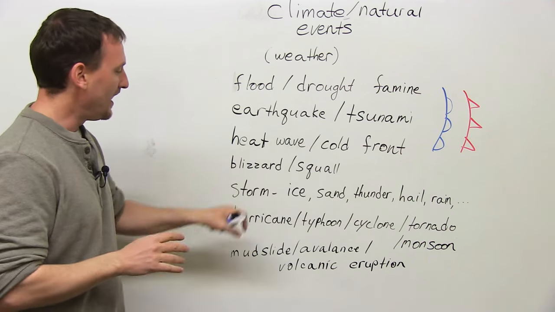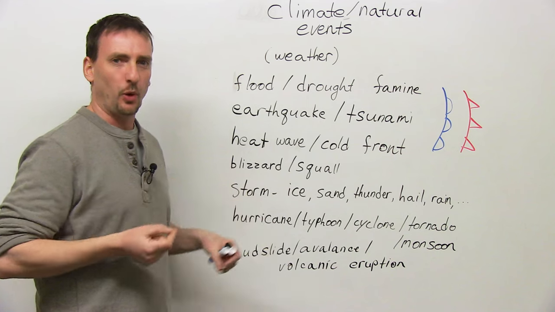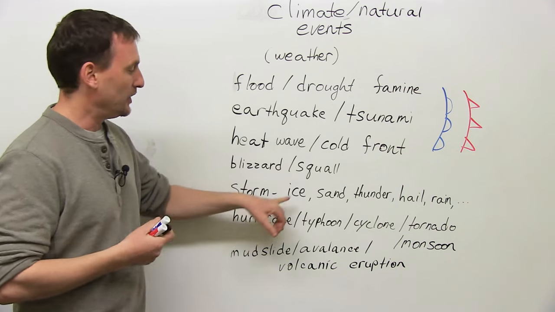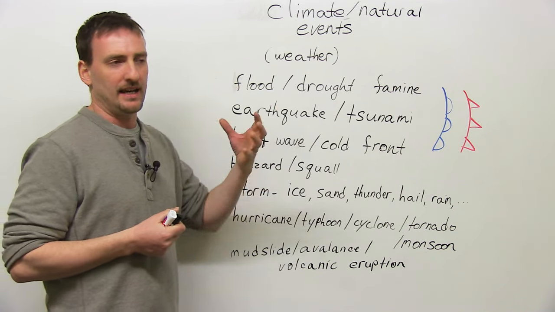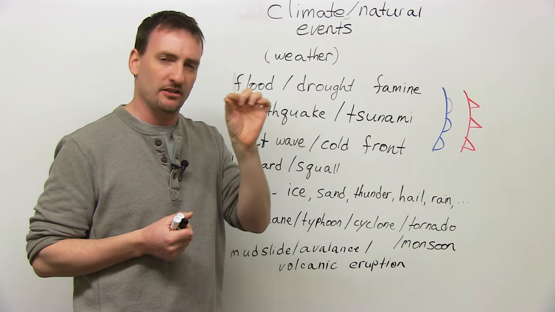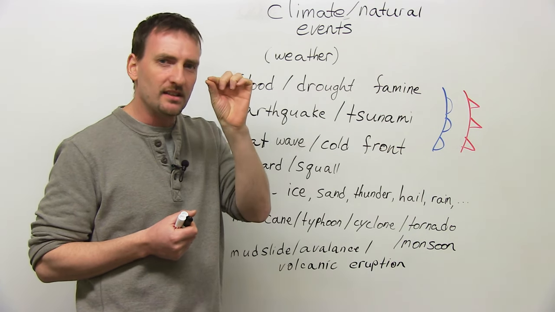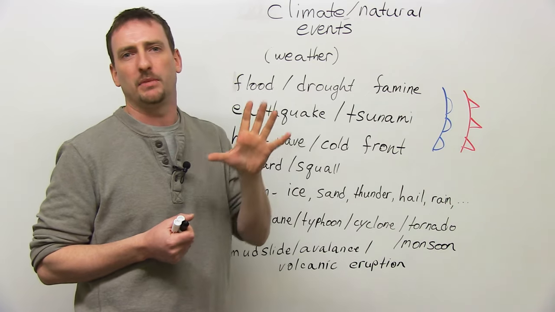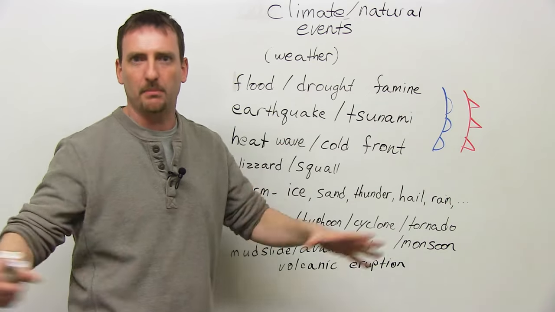Okay. I know all of you know this word, storm, but do you know the different types of storms that you can experience? You can have an ice storm. An ice storm is when it seems to be raining, except that it's not raindrops. It's little tiny ice particles. They fall on a tree and become ice. They fall everywhere and become ice.